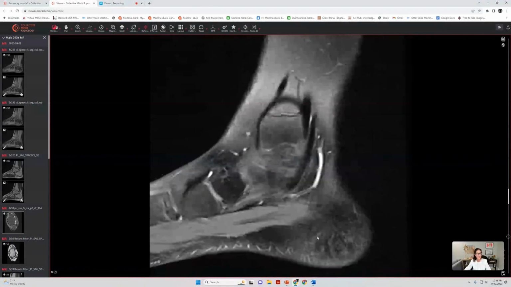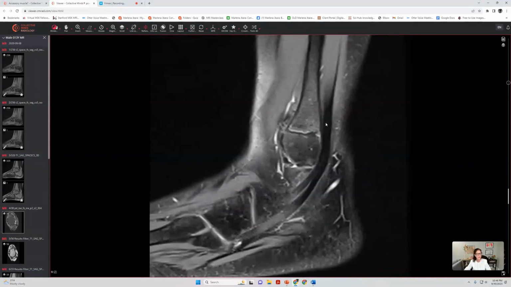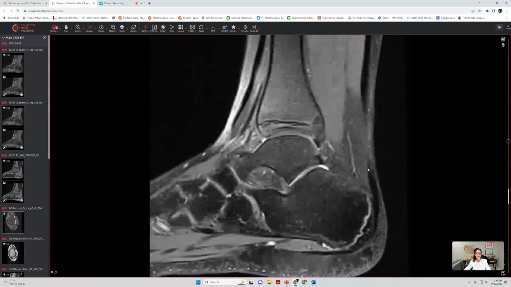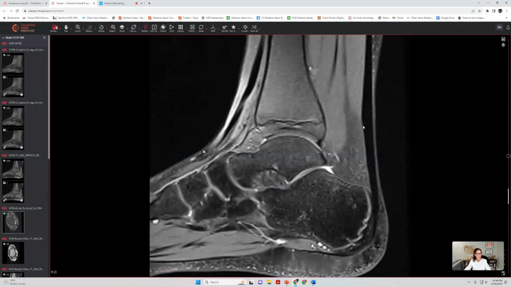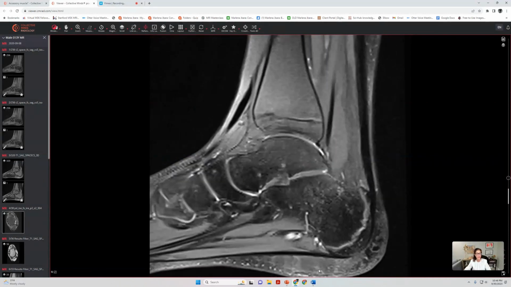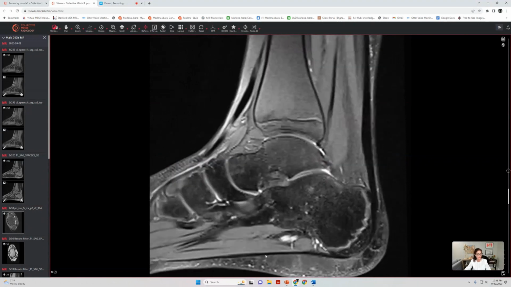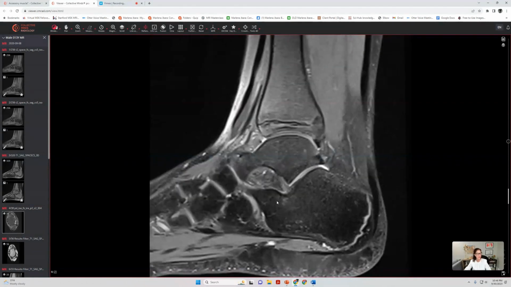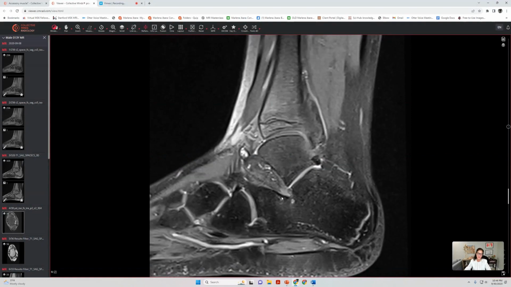So that's great. So far, we've taken a look at the peroneal tendons in sagittal plane. We've looked at the Achilles and the low-lying or not soleus muscle, and of course, our plantar fascia. Let's take a look deeper into the ankle. Let's look at the space of the sinus tarsi.